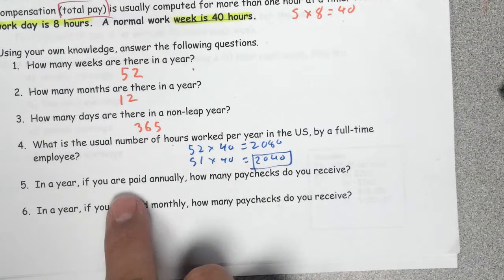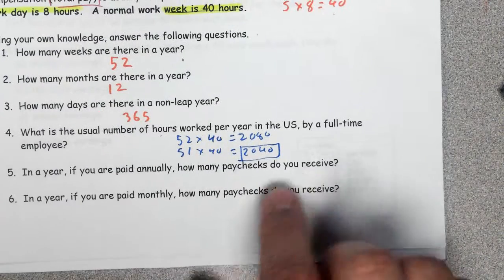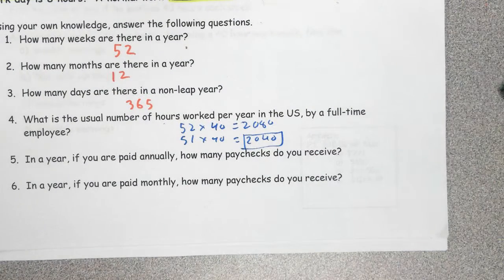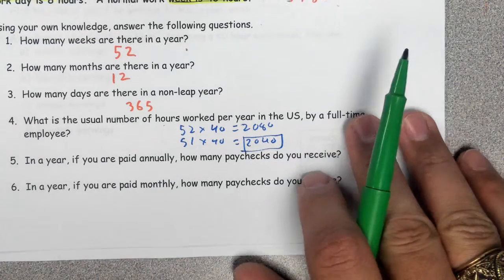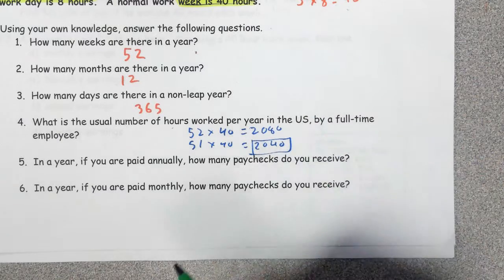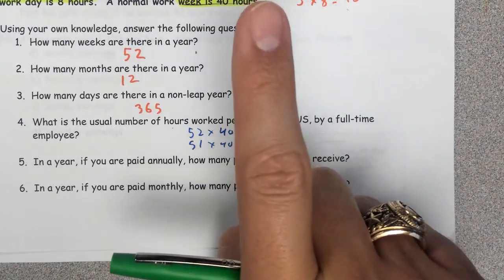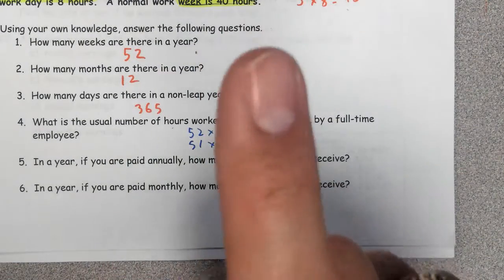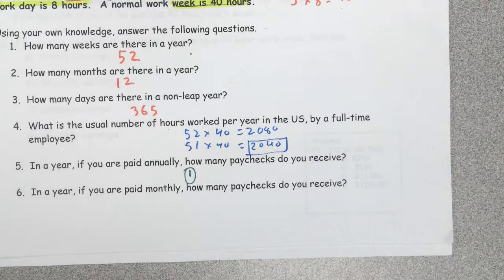In a year, if you are paid annually, how many checks do you receive? Okay. Let's think about what it's asking. What does annually mean? Every year. So that means you're going to get paid once throughout the year. That's it. That's getting paid annually.